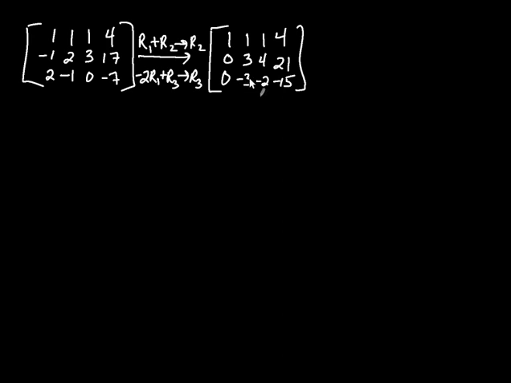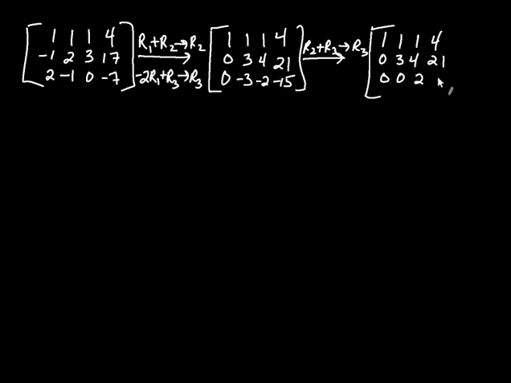Let's get that 0 here first, and I'll do that by simply adding these two rows together. So I'm going to take R2 and add it to R3, and replace R3 with the sum. We write that as R2 plus R3 gives my new R3, and that looks like this. Top row coming along for the ride at this stage: 1, 1, 1, 4; 0, 3, 4, 21; so 0, 0, 2, 6.